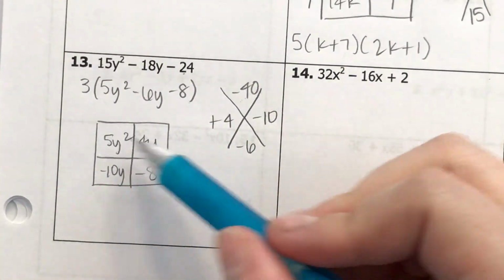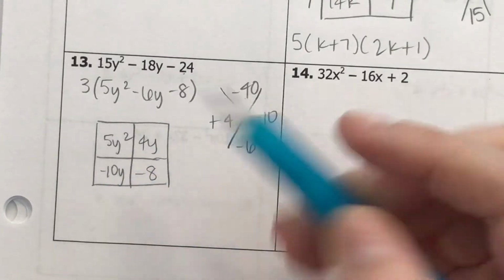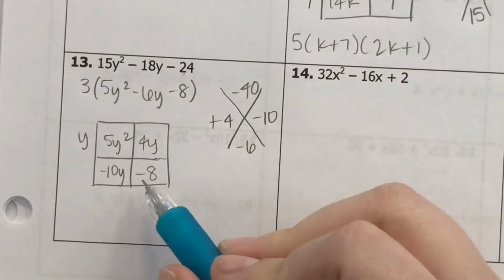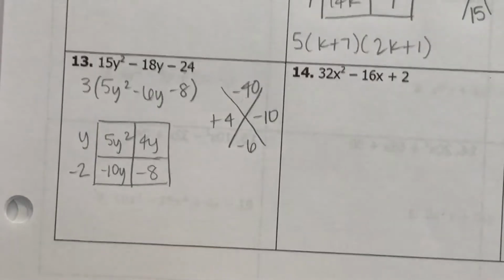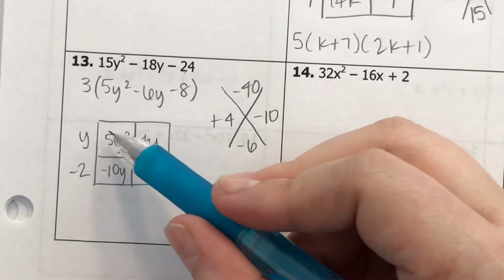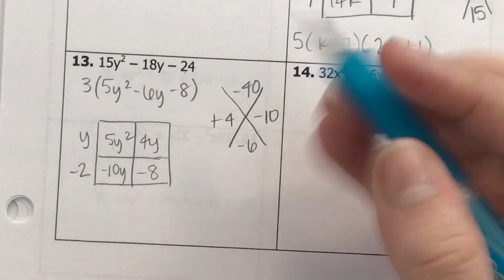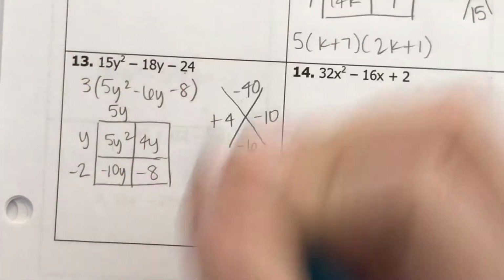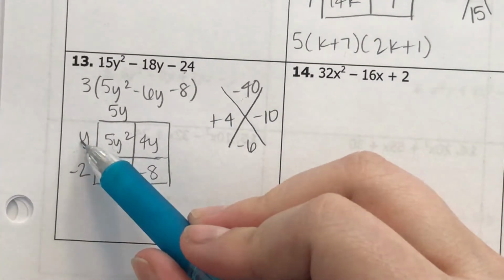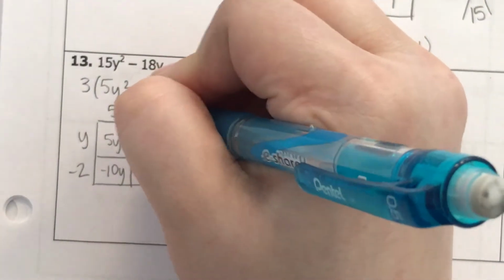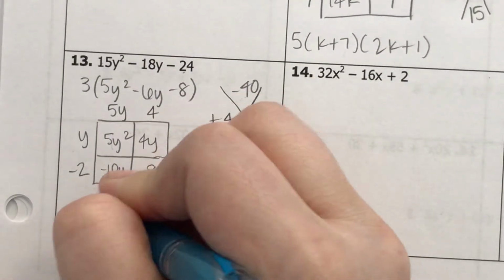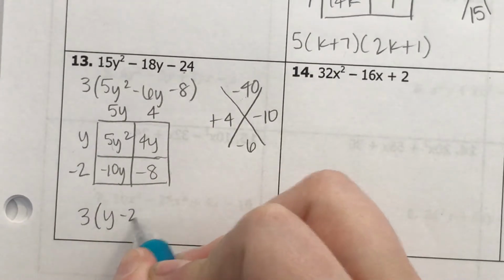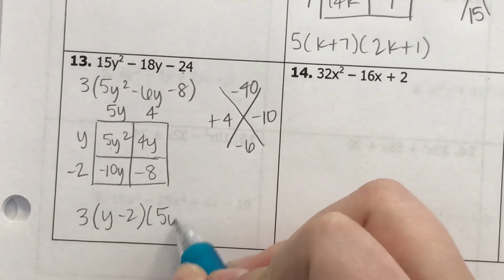Okay. These two only have a y in common. 4 and 5 don't go together, so y. These are both negative, so I'm going to have a negative number, a negative 2. Okay. If I want to take 5y squared and divide it by y, I will get 5y back. And then y times 4 will give me 4y. So our factors are, our 3 goes out front, y minus 2 times 5y plus 4.